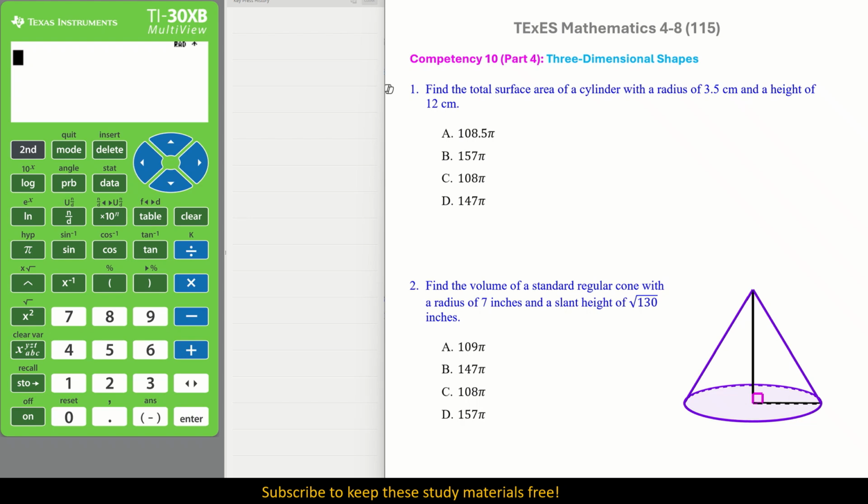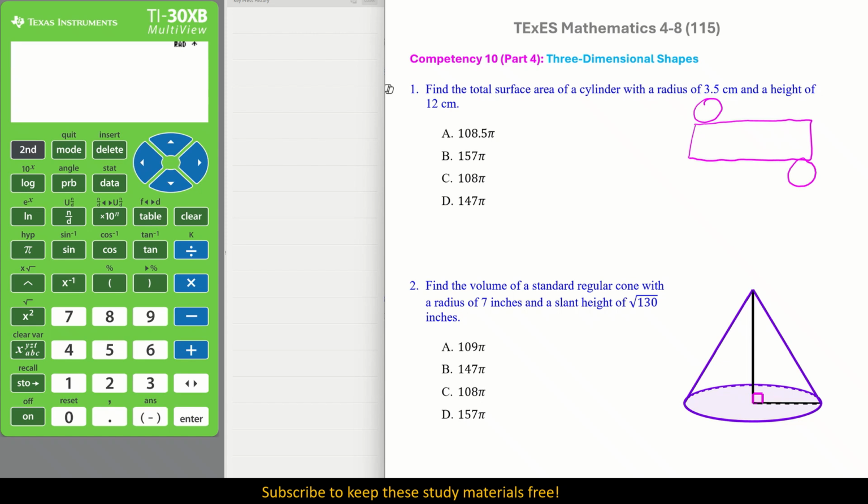Number 1, find the total surface area of a cylinder with a radius of 3.5 centimeters and a height of 12. Okay, if we flatten this out, any cylinder, we know we have the part that wraps around the can, and then we have the bottom and top, which are circles. So what do we put in our calculator?